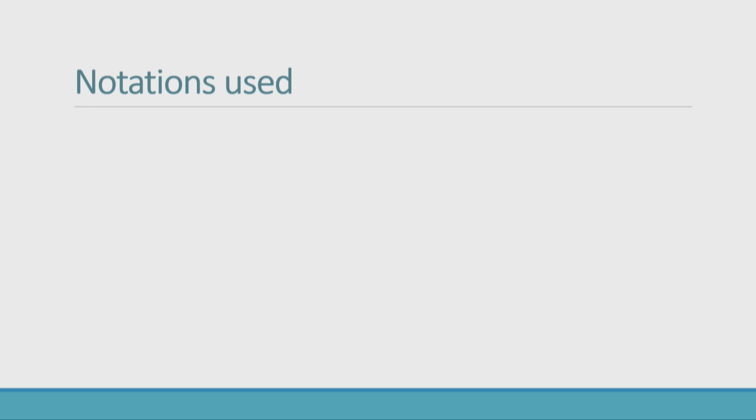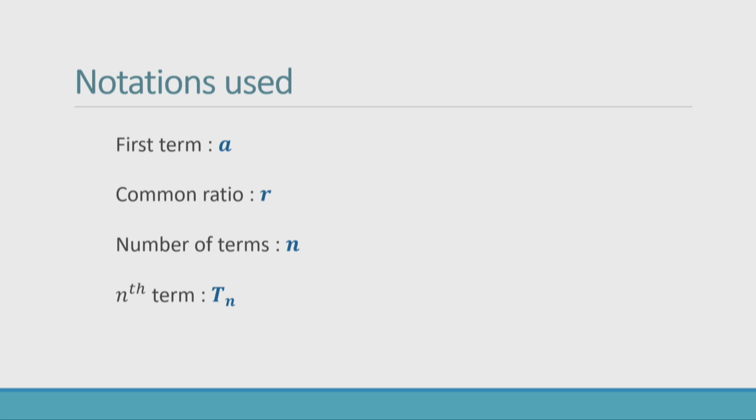So a quick recap on the notations to be used. The first term is denoted by A, the common ratio by R, the number of terms by N, the nth term will be denoted by Tn, and we will have the sum of the first n terms which will be denoted by Sn.